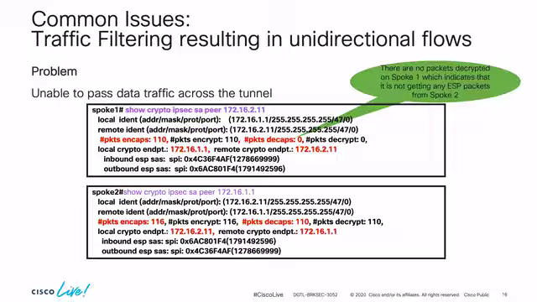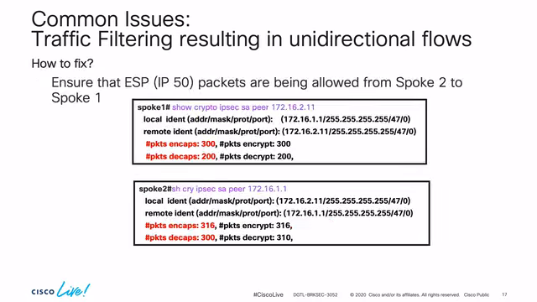So how do we fix this? We need to ensure that the ESP or IP 50 packets are being allowed from spoke 2 to spoke 1. If we have any firewalls or ISP routers which are not allowing this specific traffic from spoke 2 to spoke 1, it needs to be added to the access list.